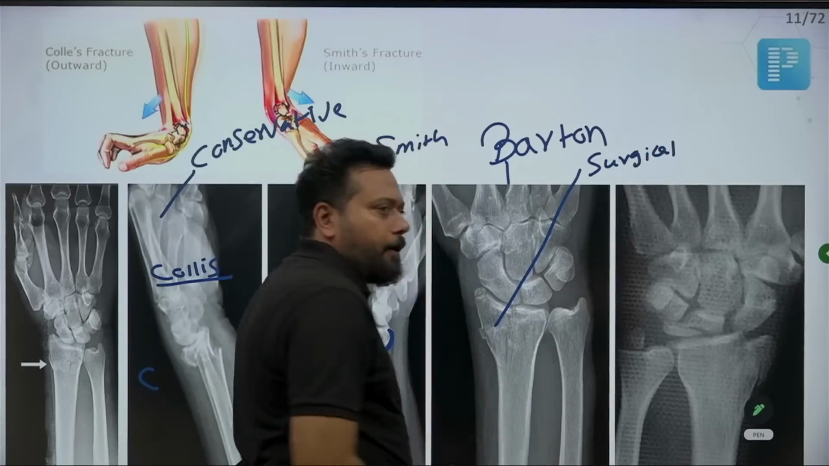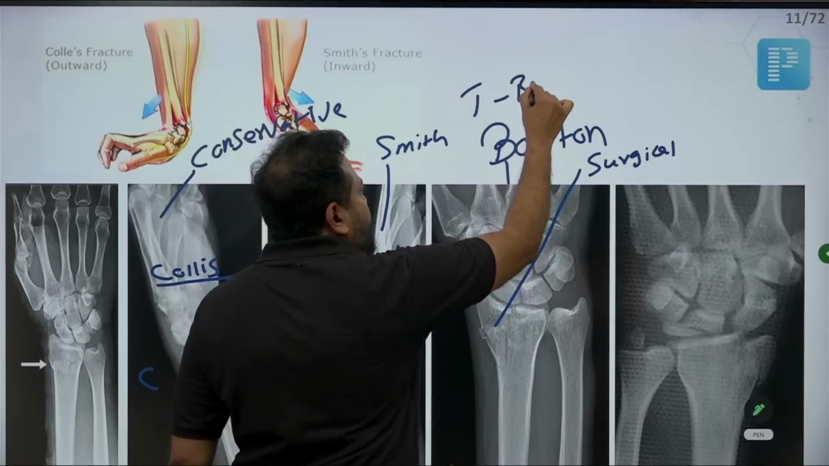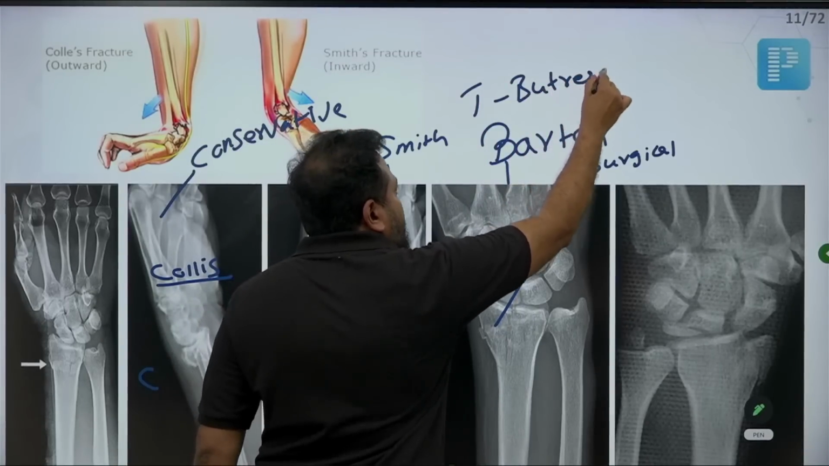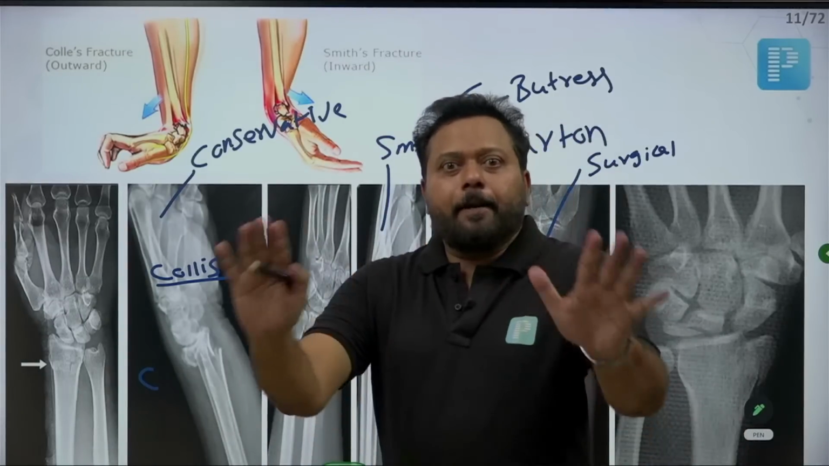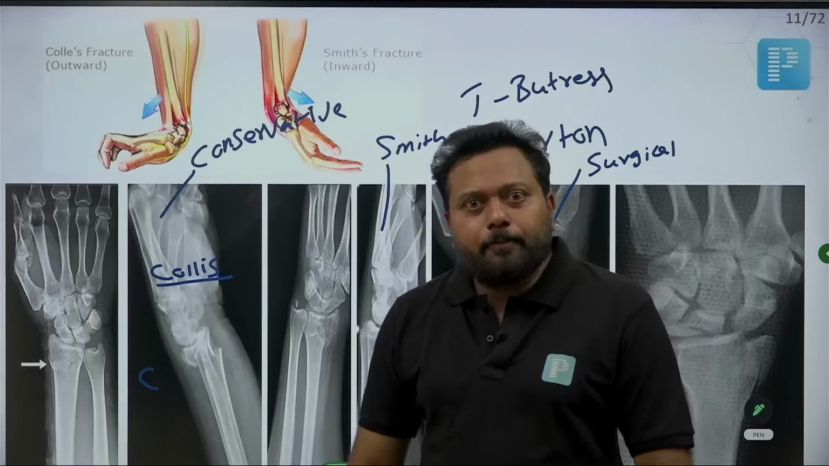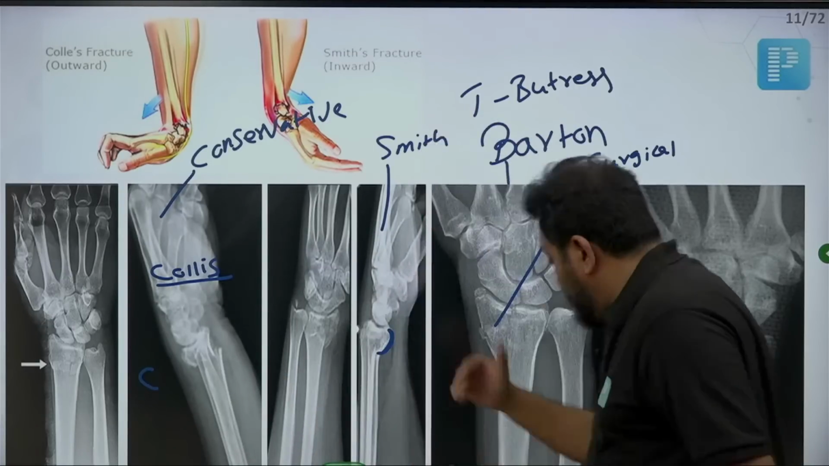Okay, surgical. Open reduction, internal fixation with a T-buttress plate. How many times they have asked this question? T-buttress plating. So for Barton fracture, buttress plating is the treatment of choice. Colles fracture, conservative, below elbow POP cast. That's called Colles cast. I will show you the diagram.